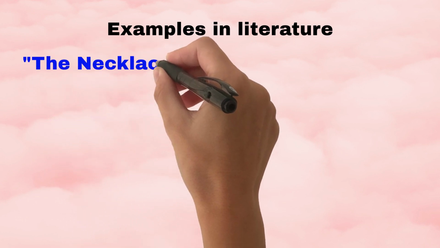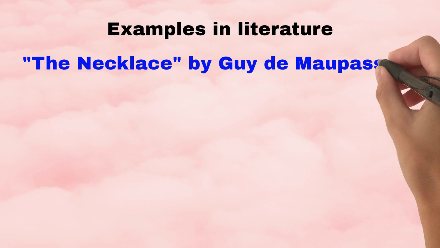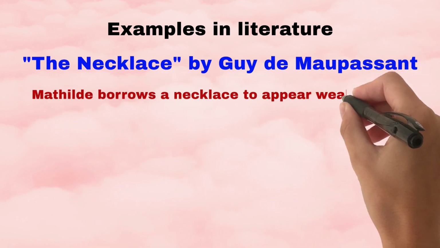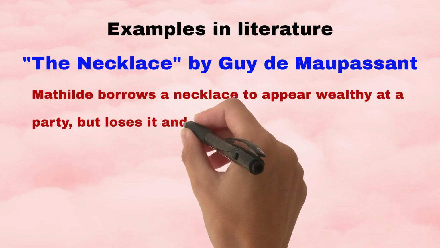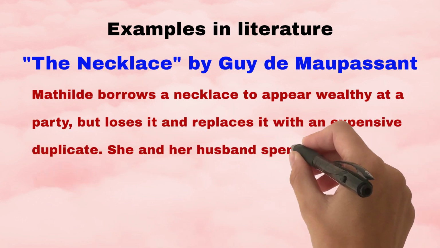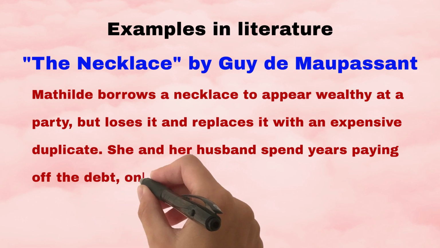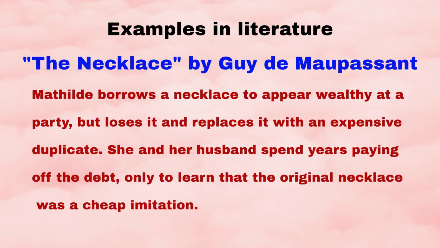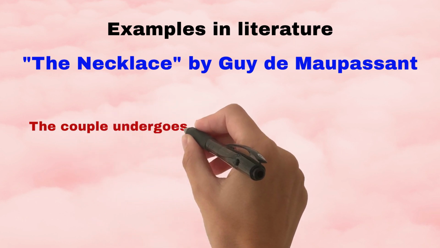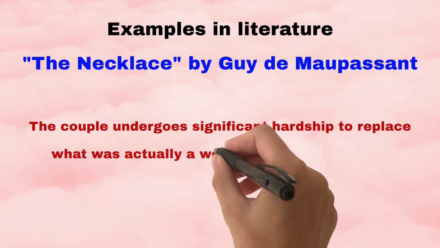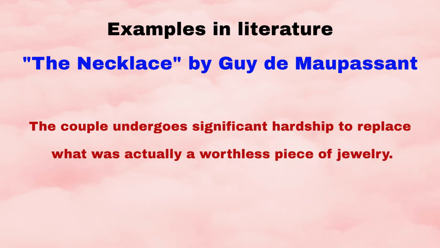Next example is The Necklace, by Guy de Maupassant. Matilda borrows a necklace to appear wealthy at a party, but loses it and replaces it with an expensive duplicate. She and her husband spend years paying off the debt, only to learn that the original necklace was a cheap imitation. Now the irony is, the couple undergoes significant hardship to replace what was actually a worthless piece of jewelry.